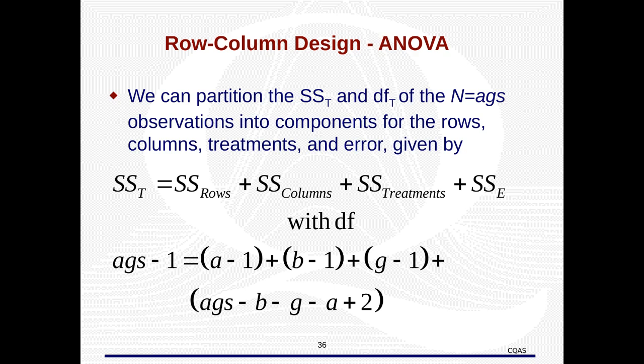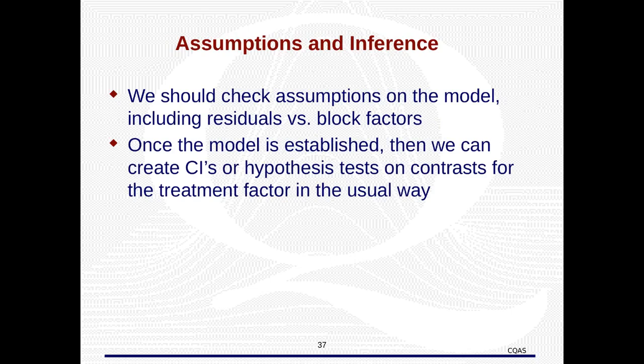Having partitioned our total sum of squares and degrees of freedom across rows, columns, treatments, and error, we now turn to the critical step of validating our model assumptions. Before we can confidently construct confidence intervals or conduct hypothesis tests on treatment contrasts, we must examine the residuals carefully. Specifically, we should plot residuals against both row and column block factors to ensure that blocking has effectively removed systematic variation and that no unexpected patterns remain.